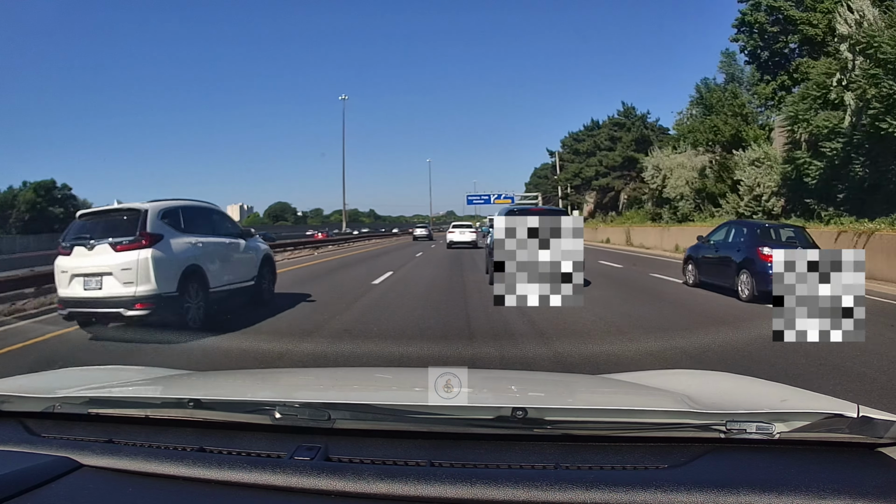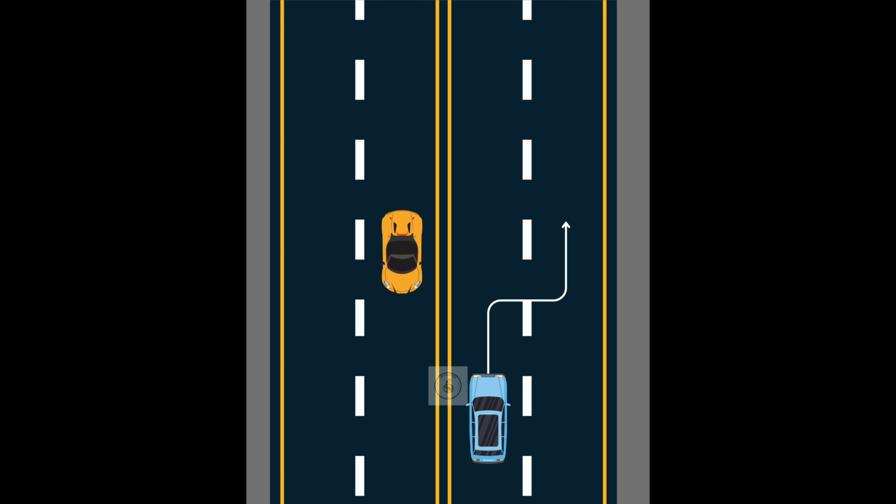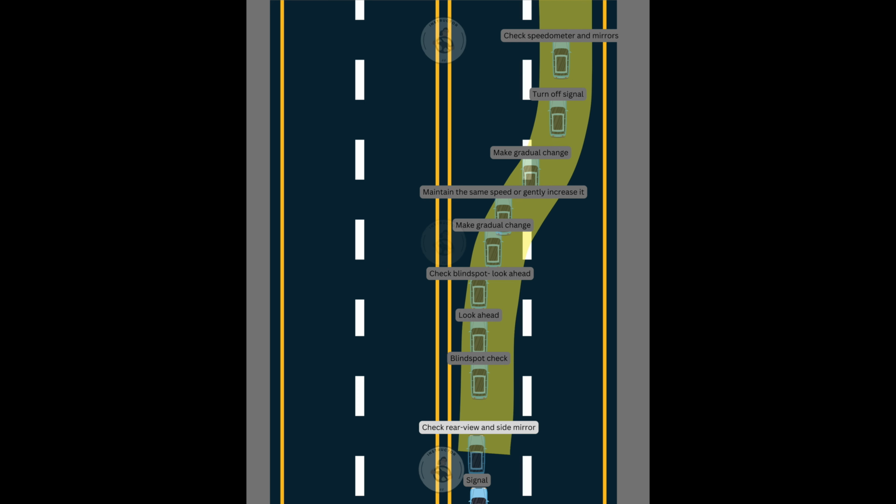Now, we will talk more about what goes on while lane changing. A lane change is supposed to be gradual, just like this, and not like this. This is the full breakdown of what an ideal lane change should look like. These two are the most important.